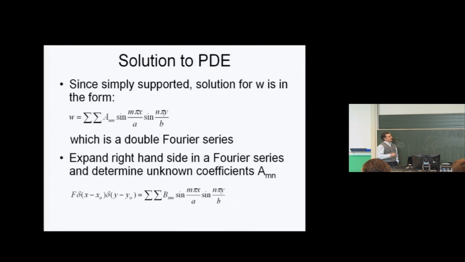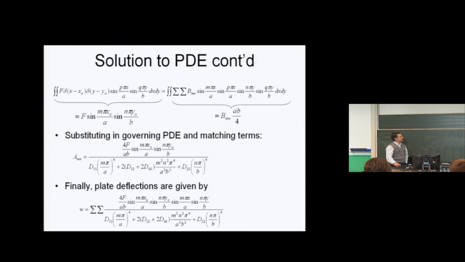The Fourier series will have this form, and the BMN are unknown coefficients. And we use sines here on purpose because we have sines in the W expression, so that when we substitute in the governing equation, we'll be able to match terms of the same coefficient, sine times sine.